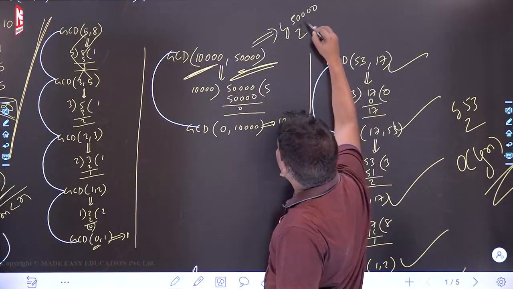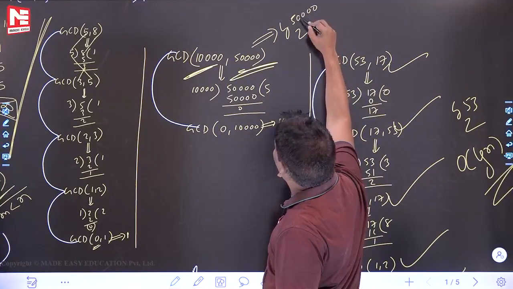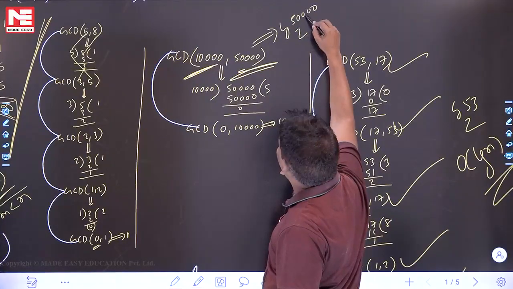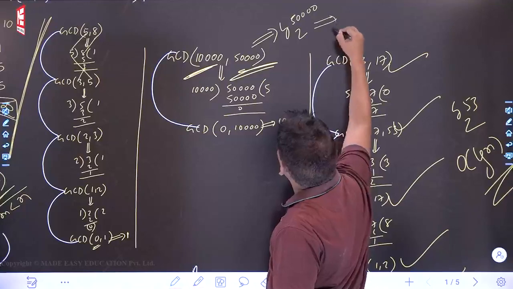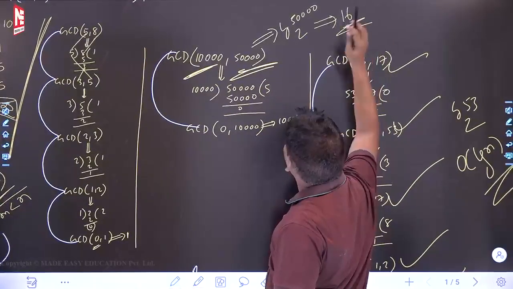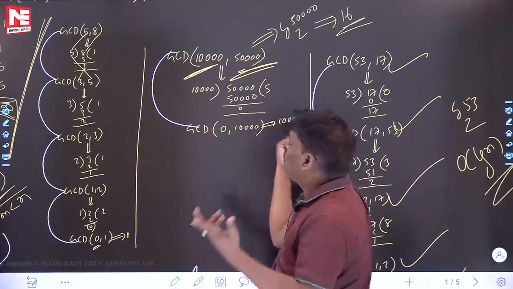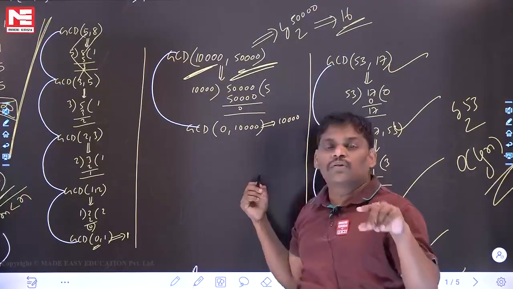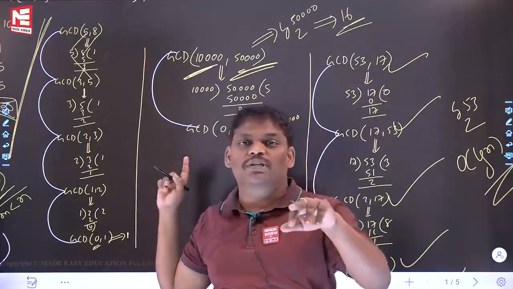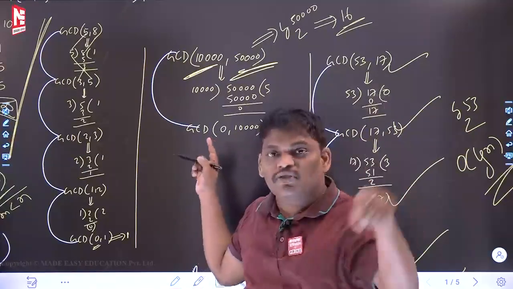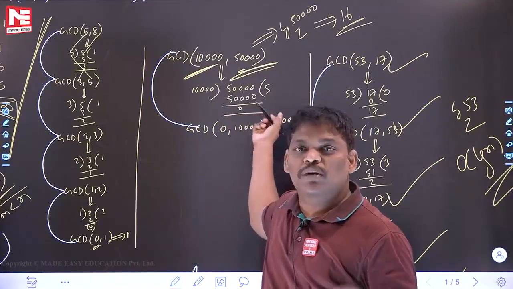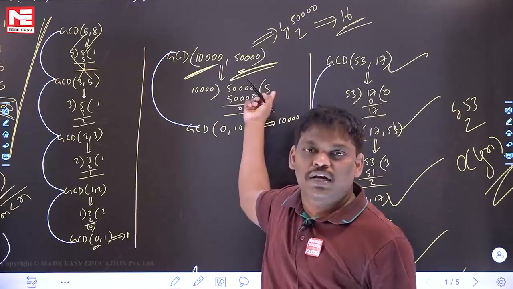I think 50,000 can be written as approximately 2 power 16. Log of 2 power 16 base 2, what is the answer? 16. Actually 16 should come. See, it is stopped immediately. GCD of 10,000 and 50,000, the answer is going to be 10,000. Immediately stopped. But actually approximately 16 function calls should come.